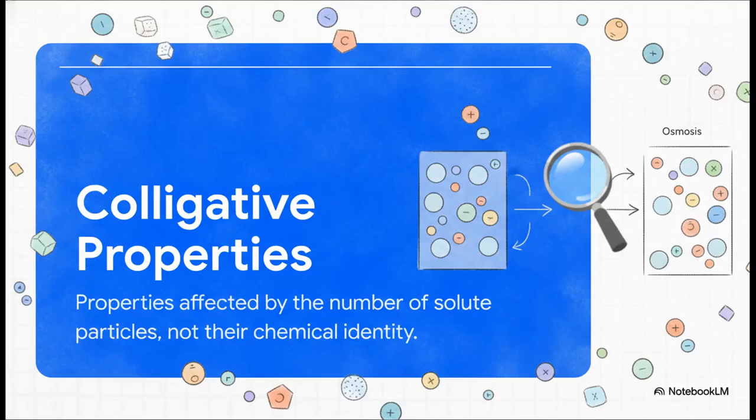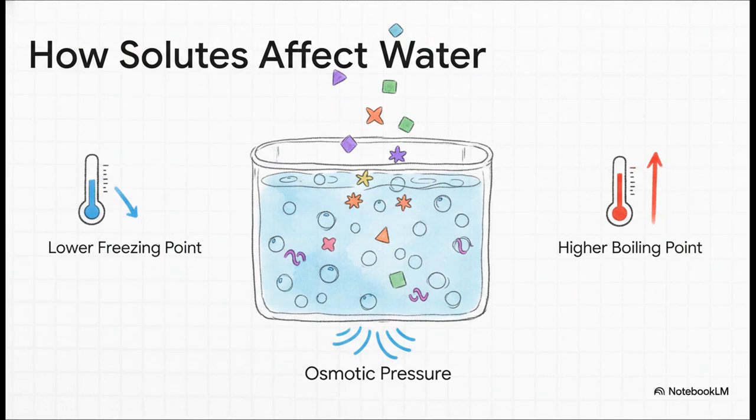And this is where we run into a really key principle called colligative properties. I know, it's a fancy term, but it's for a really simple and powerful idea. When it comes to osmosis, it doesn't matter what the solute particle is. It could be salt, sugar, you name it. The only thing that matters is how many of them there are. Let's break down how this works.